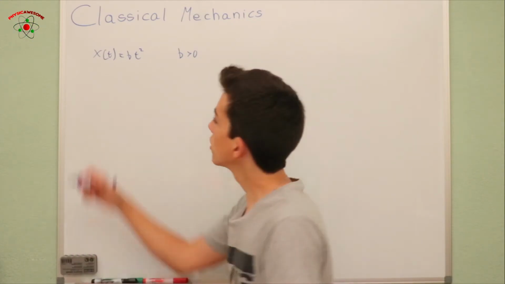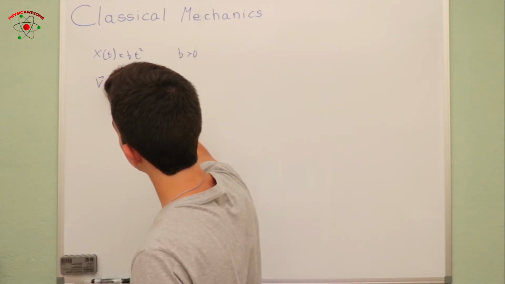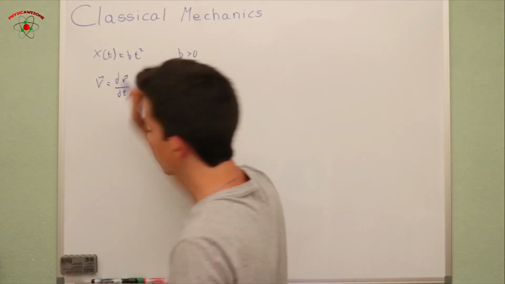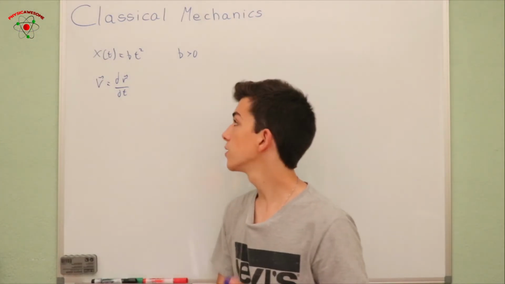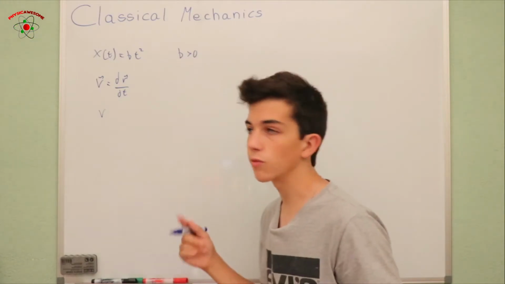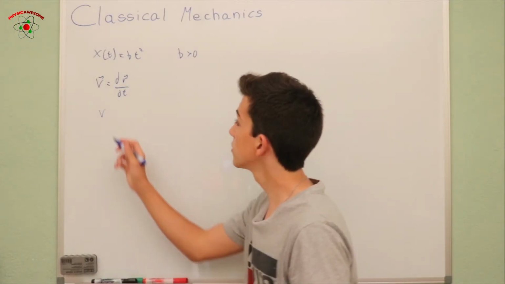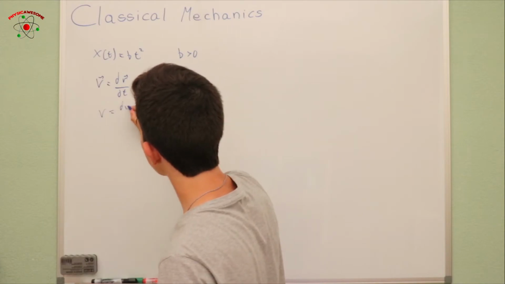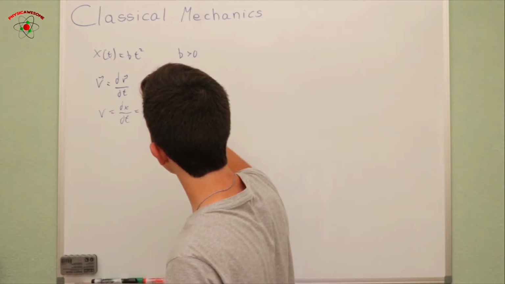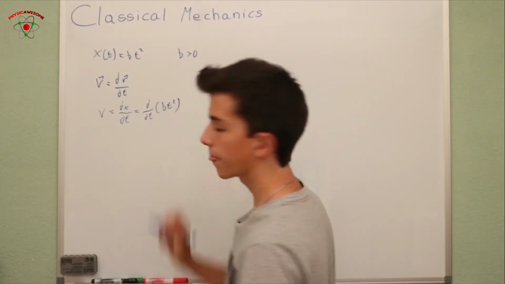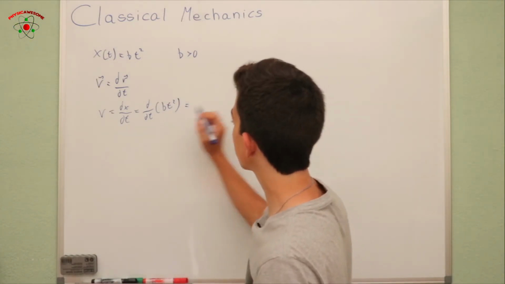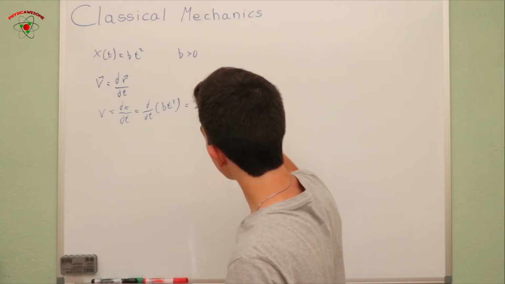Okay, so remember that our definition of velocity is the derivative of displacement over time. Therefore, velocity in this case, in which it's only one dimension, so we don't need to put the vector, is going to be dx over dt. Or this is going to be d over dt of b t squared, and remember your derivatives, this is going to be 2bt.